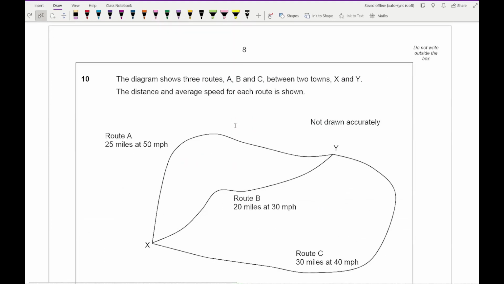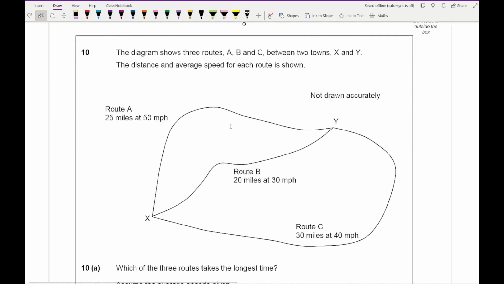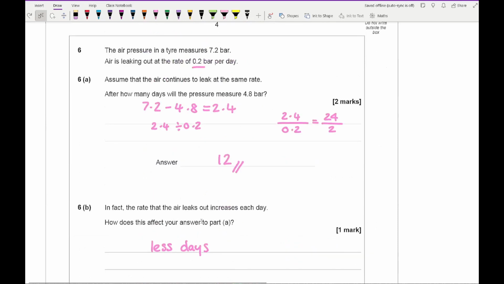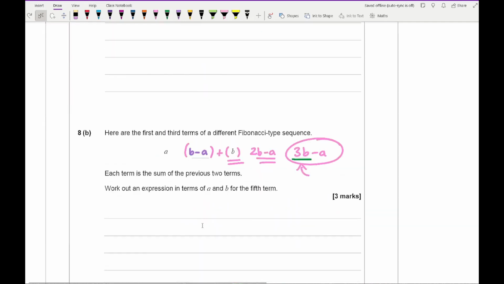Then moving on to question 10, it says the diagram shows 3 routes A, B and C between 2 towns X and Y. The distance and average speed for each route is shown, and the question is asking us which of the 3 routes takes the longest time, assuming that the average speed is given. You must show your working. So for this, what we need to do is work out how long it takes for each of those routes.